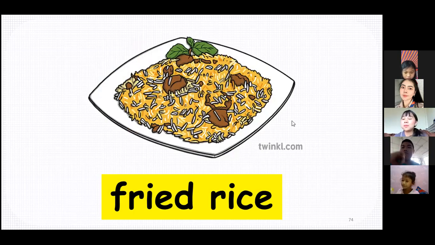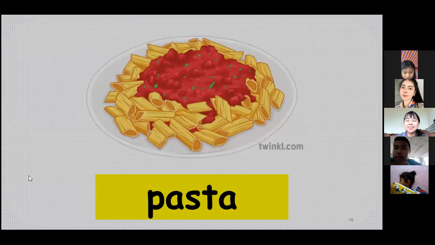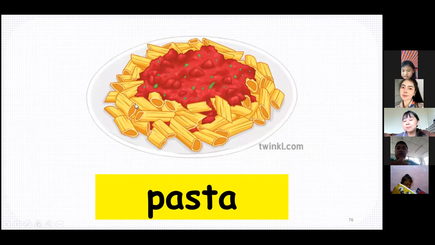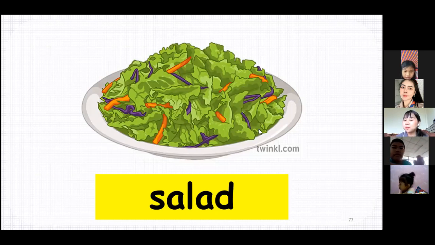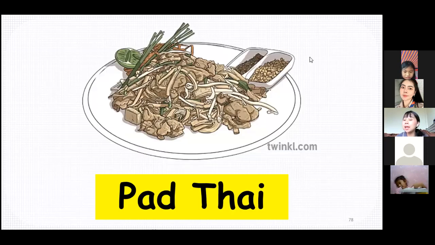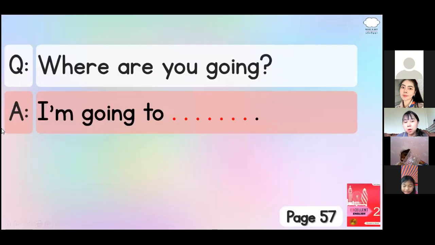What is this? Fried rice. Good job. Next one. Fried egg. Very good. Next is pasta. This is salad. Good job. And this is pad thai. Very good. And last one, what is it? Pizza. Very good.